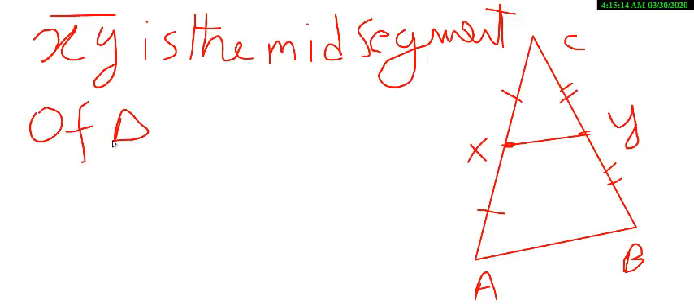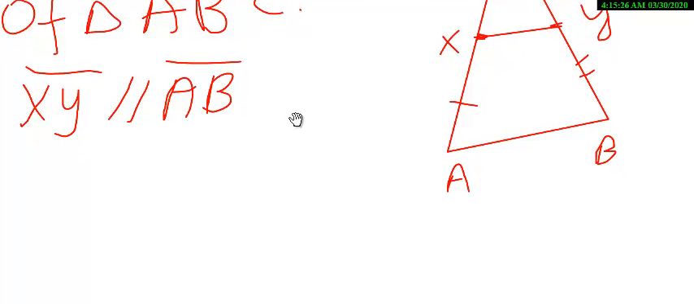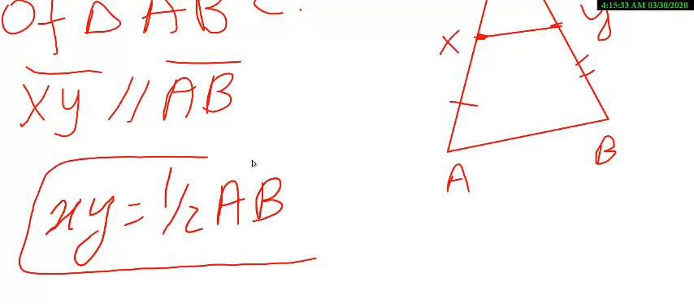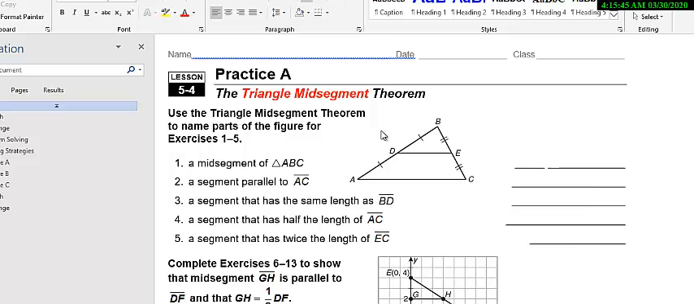of the triangle ABC. The conclusion right away is that XY is parallel to AB segment, which is the third side, and half of its length. So XY equals 1/2 AB length. And this is the conclusion of the mid-segments theorem. So we need to apply these two conclusions on some exercises. So I'm gonna start off with exercises, and do some exercises with the theorem right now.